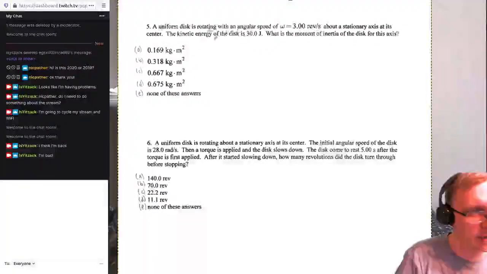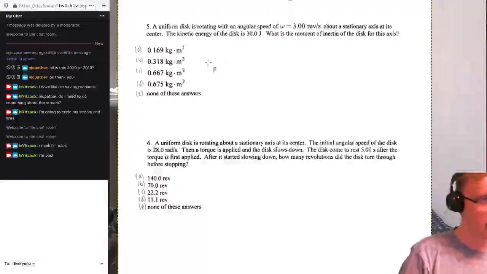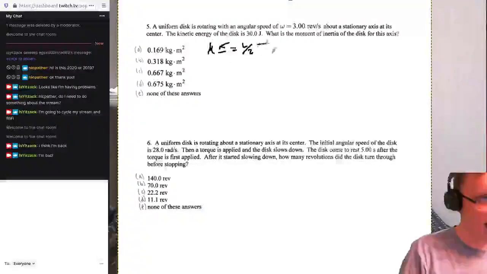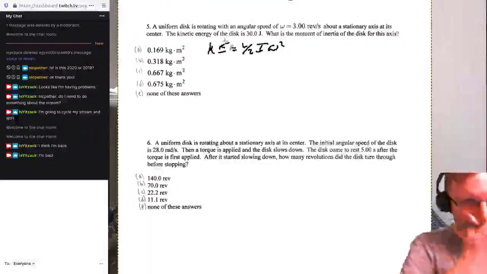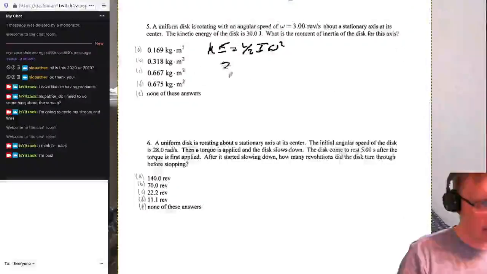A uniform disk is rotating with an angular speed of 3 revolutions per second about a stationary axis through its center. The kinetic energy of the disk is 30 joules. What is the moment of inertia for this disk? Okay. So we have that kinetic energy is equal to 1/2 I omega squared. And we want I. So we need that to be 2 kinetic energies divided by omega squared.